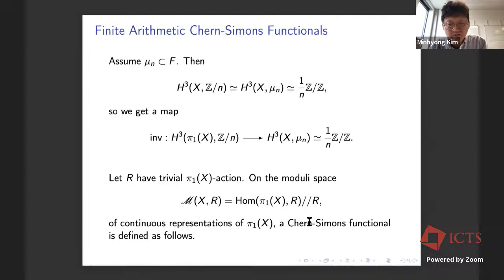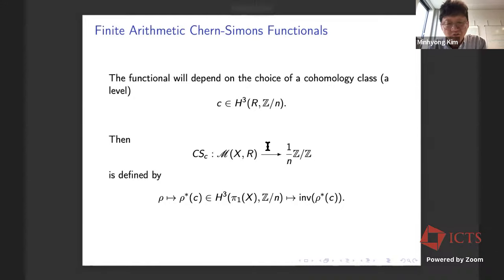try to define Chern-Simons functions like this. A function, which is actually, I used this word now, this is what's an analog of what a physicist would call the Chern-Simons function. What you do is you first fix a cohomology class of R with coefficients in Z mod n. So a priori, this has nothing to do with arithmetic. R is just a group, a profinite group. You take a group cohomology class.